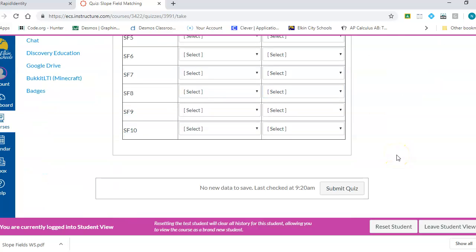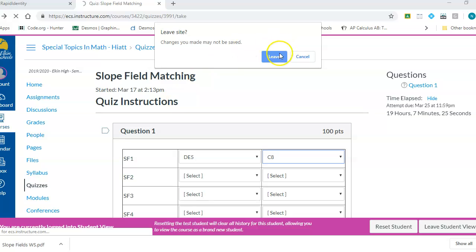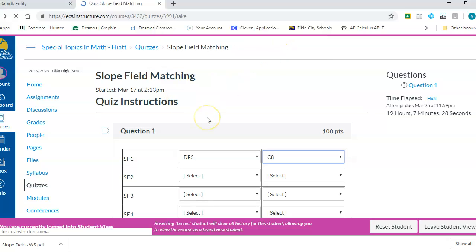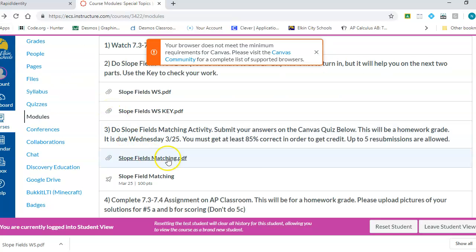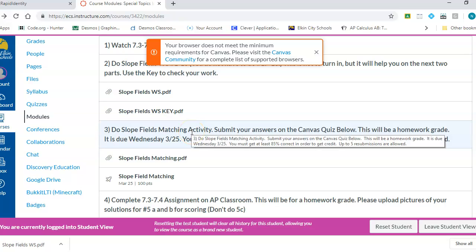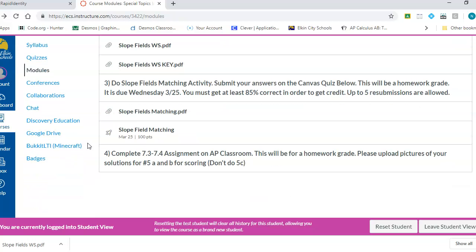And then you'll submit that, and you get 5 submissions on that quiz. You have to make at least an 85 on that to get credit for it. So whenever you submit, it should tell you which ones you got right and which ones you missed. And then you can try again after that. If you have questions, you get stuck, you're about to run out of submissions, you are welcome to email me or call me and let me know what questions you have.